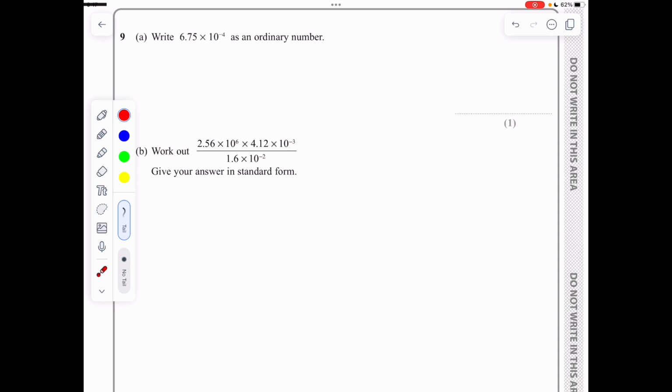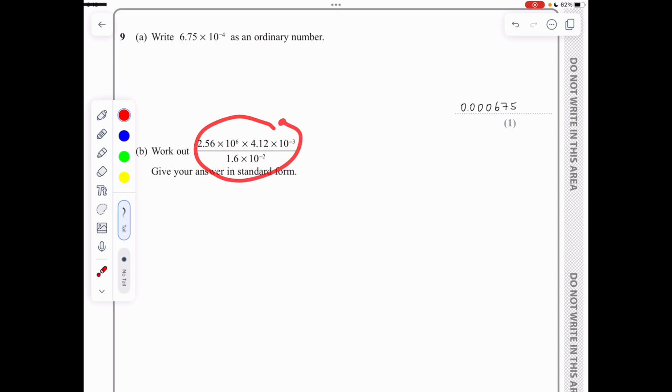In 9a, we need to write 6.75 times 10 to the negative 4 as an ordinary number, where the negative here indicates that the decimal point should move 4 places to the left. So 1, and then 1, 2, 3, all of these will become zeros. So we end up with 0.000675.